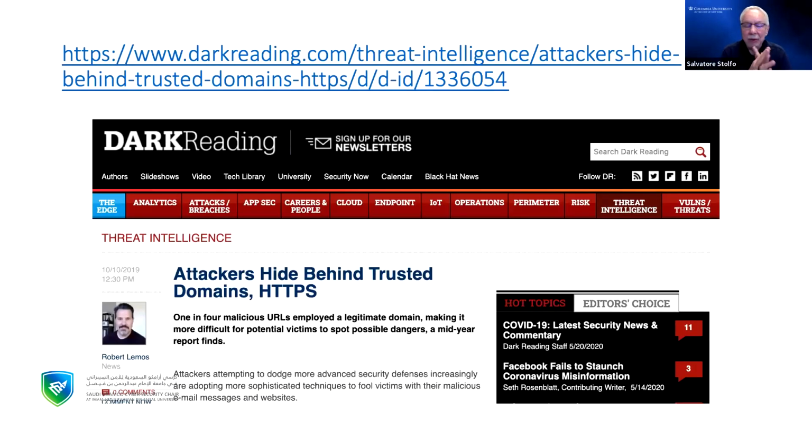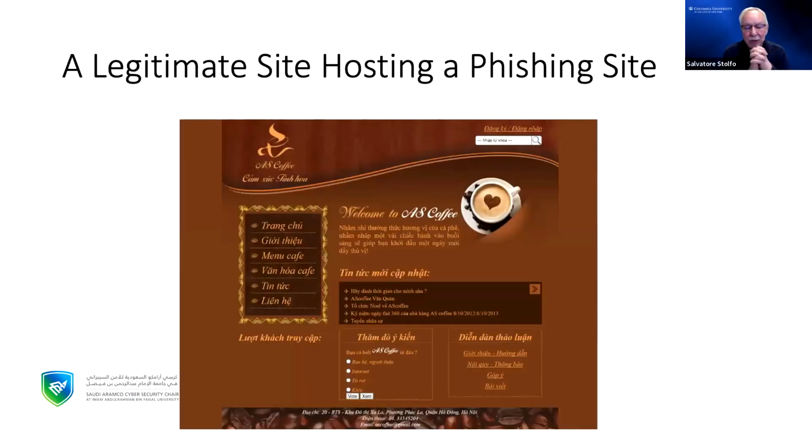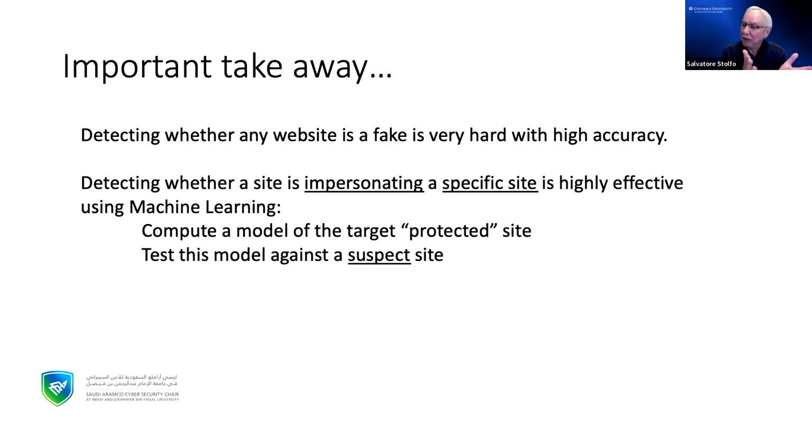And to make matters more complicated, the phishers have learned how to break into other sites and embed their phishing sites in subdomains, in which case domain name monitoring is completely dead. And this picture is a website, a real website in Vietnam. I'm going to come back to it in a few slides to tell you how we actually found that this site was hosting a phishing site. The phishing site was a copy of a web page for, I think it was Bank of America. So Bank of America, a phishing website, was hosted by a small coffee shop in Vietnam. How do we detect that? Well, we'll see in a moment.